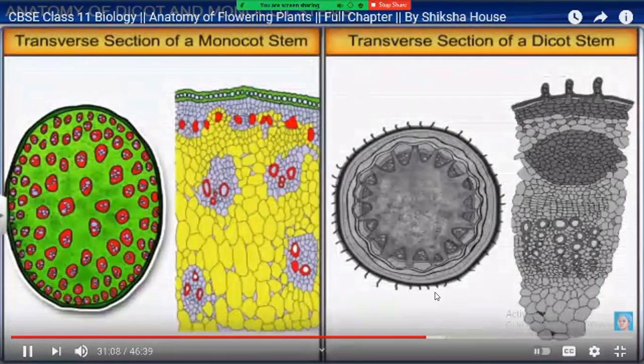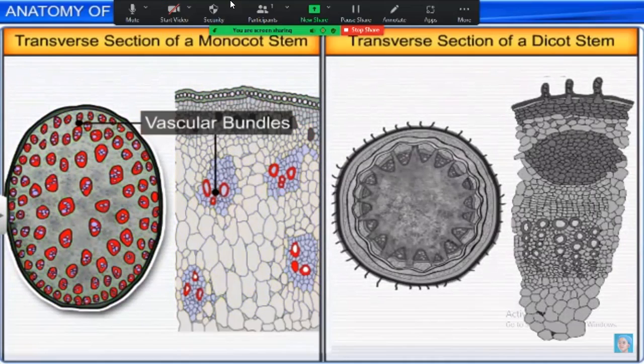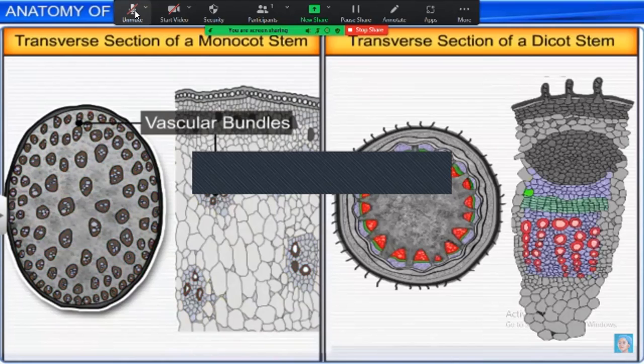The monocot stem has scattered vascular bundles, and their arrangement is conjoint and closed. Moreover, water-containing cavities are present within the vascular bundles. On the other hand, in a dicot stem, the vascular bundles are arranged in a ring as conjoint and open.